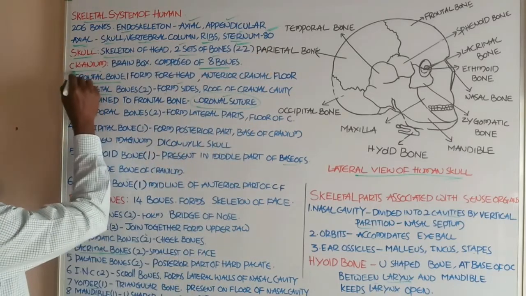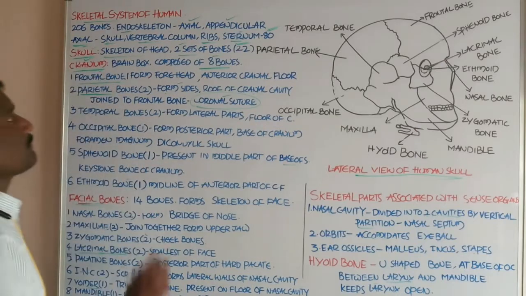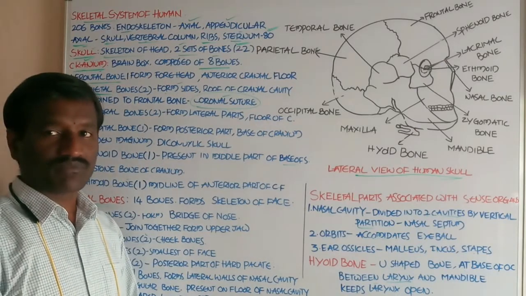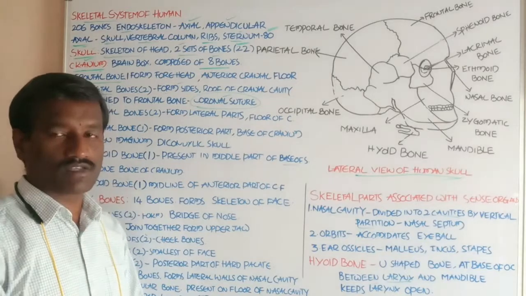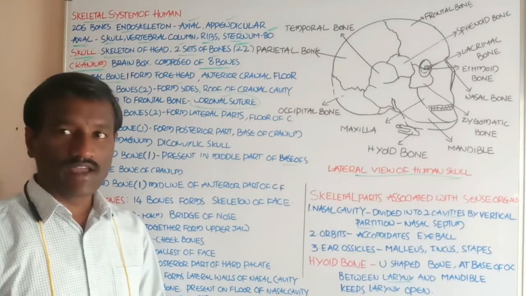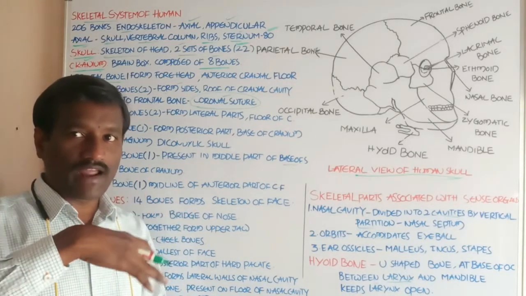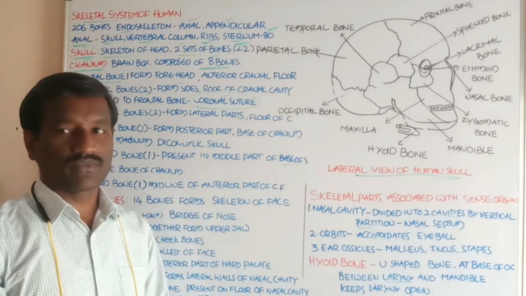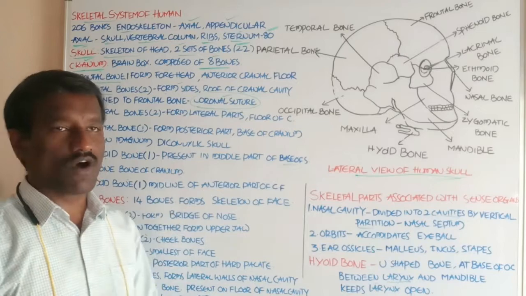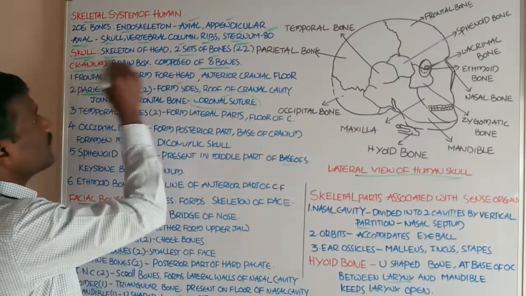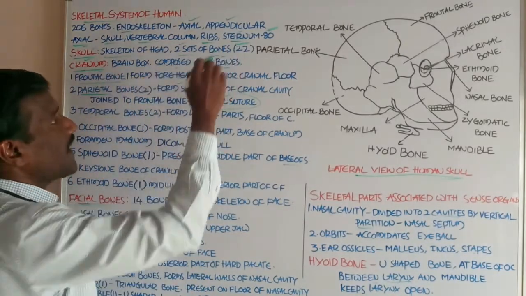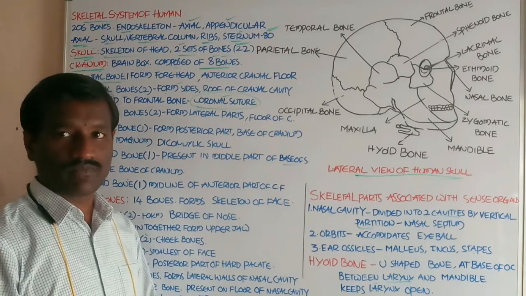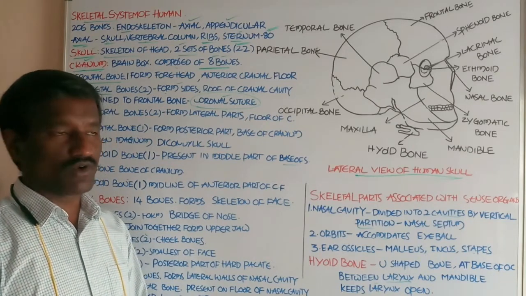Student, next is the cranium. The cranium is called the brain box. Why is it called the brain box? The entire brain is enclosed within the cranium. Hence it is called the brain box. The cranium is composed of 8 bones. These are the cranial bones.